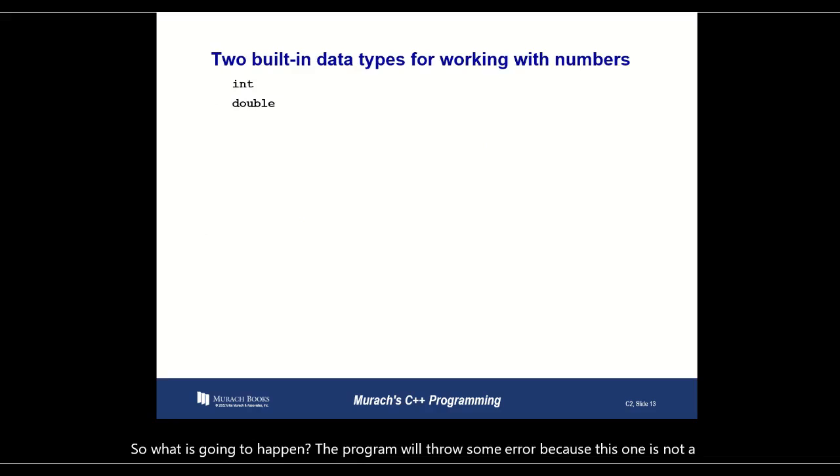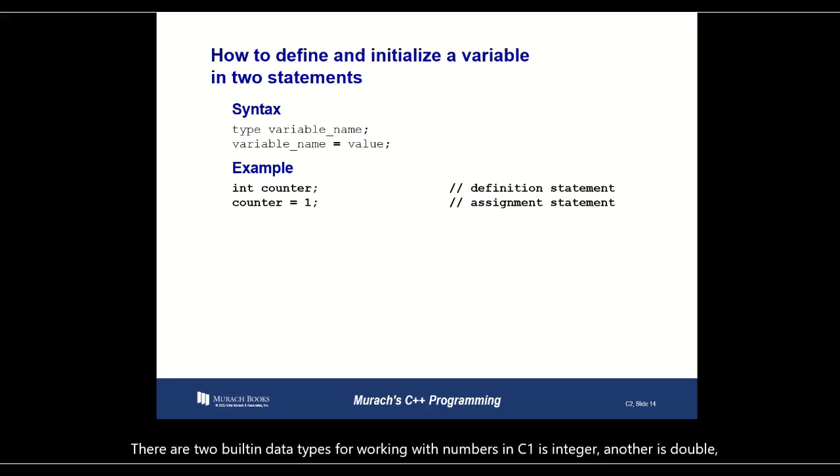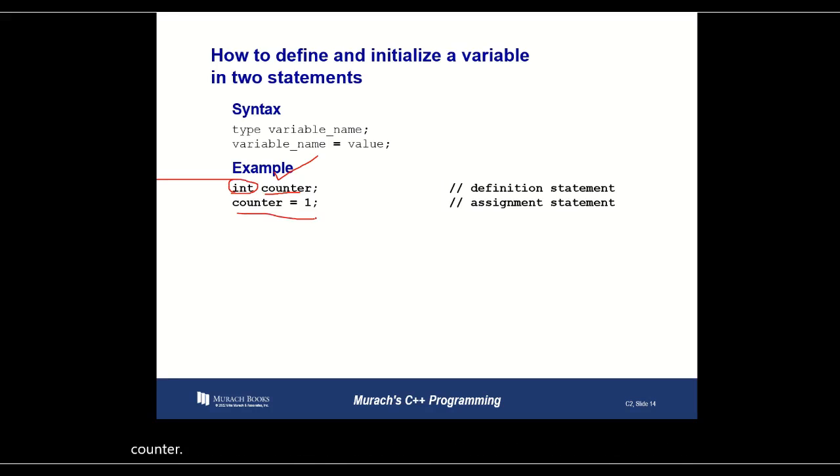There are two built-in data types for working with numbers in C++. One is integer, another is double. Double is some sort of decimal. Integer is integer. So how do you define and initialize a variable in two statements? You define the variable in this way: int counter. That means you are defining an identifier counter and its data type is int, or integer. Then you initialize the value as counter equals 1.